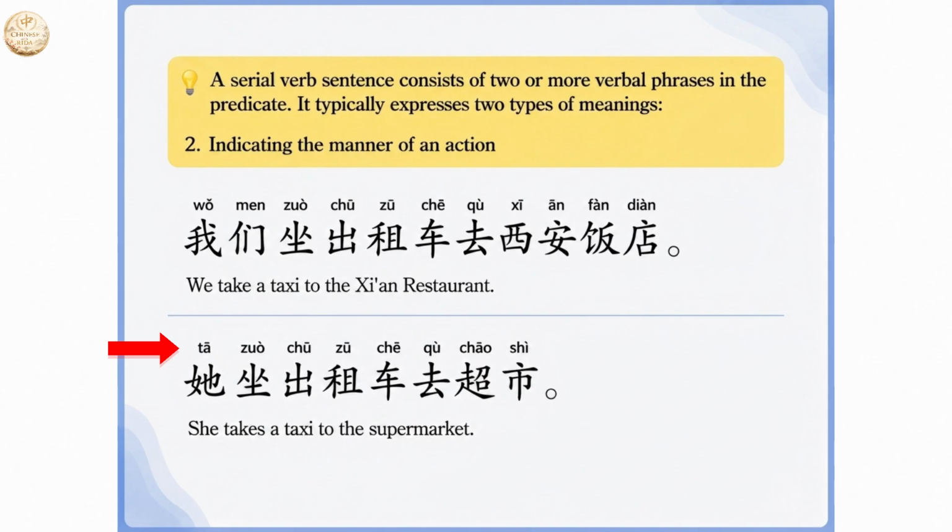Let's look at another example. 他坐出租车去超市. He takes a taxi to the supermarket. Here, 坐出租车 and 去超市 are also two verb phrases joined together. Again, the first part tells the manner, you are traveling by taxi, and the second part tells the main action, going to the supermarket. It's a very logical way to build a sentence. You just state how you are moving and then state where you are going.